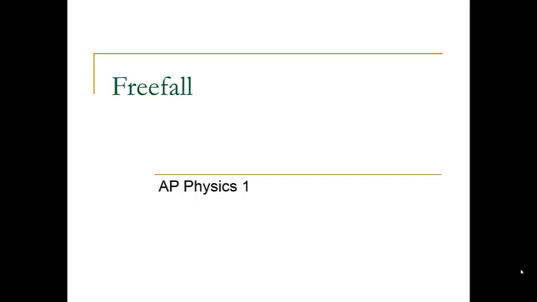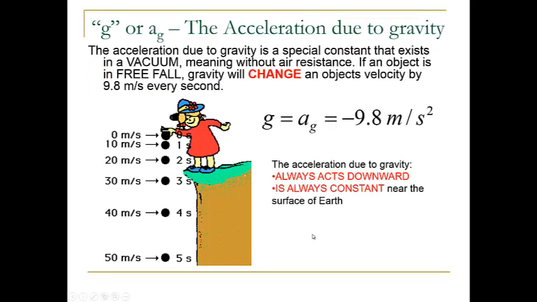Okay, so last time you looked at using the three kinematic equations to solve all kinds of different problems, but now we're going to look at using those in a specific type of situation, which is called freefall. So freefall is when objects are falling due to gravity. Anytime we're talking about an object in freefall, your acceleration is gravity.